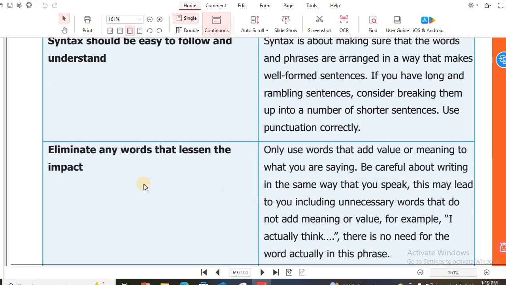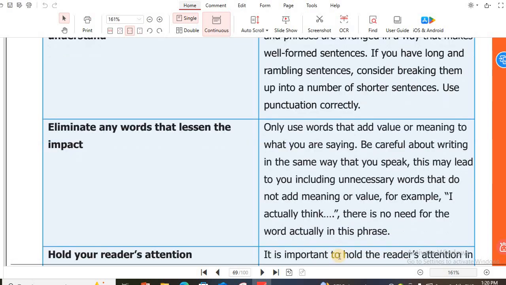Eliminate any words that lessen the impact. If there are any words that lessen the impact of what you're saying or writing, you have to be careful about writing in the same way that you speak. Don't write the same way that you speak. This may lead you to include unnecessary words that do not add meaning or value. For example, I actually think this is speaking. There's no need for the word actually in this phrase.